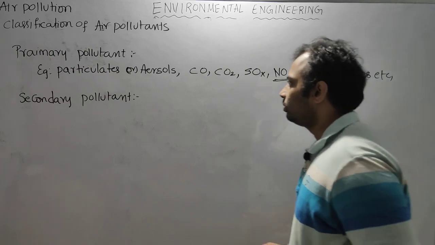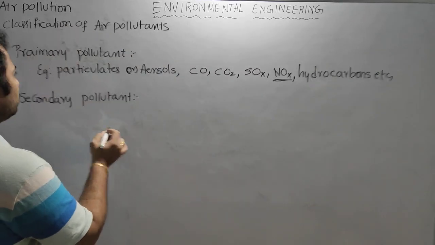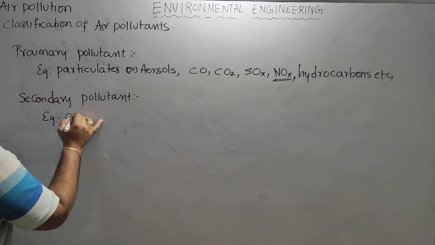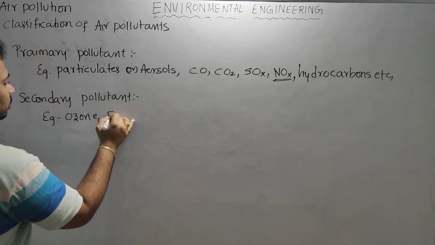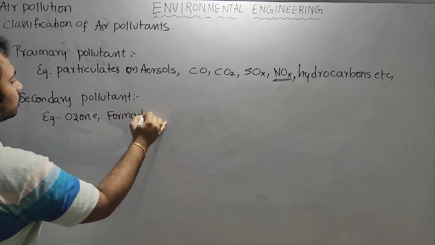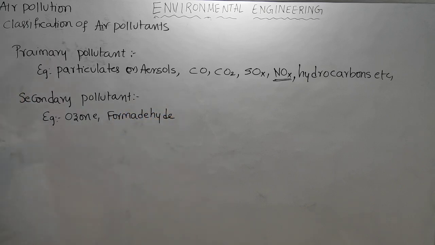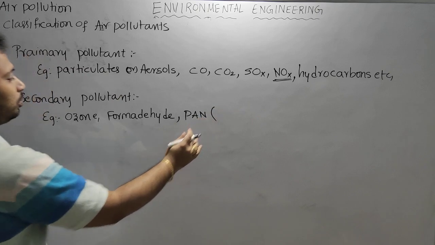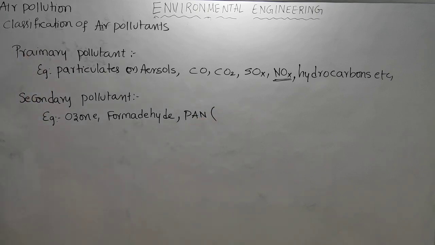The secondary pollutants, examples: ozone, formaldehyde, PAN. So this PAN is also a pollutant which is coming out of the nitrogen, NOx. These are all photochemical oxidants.